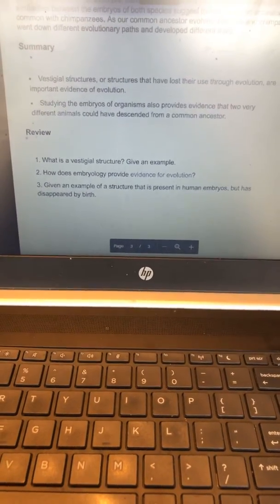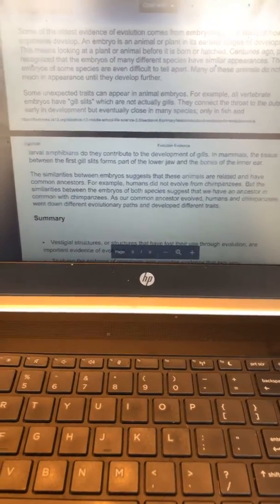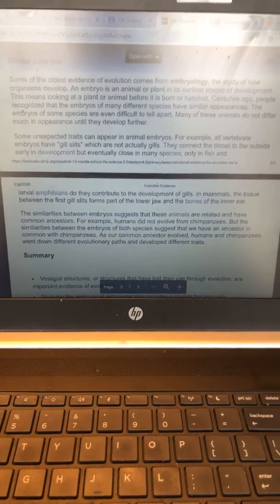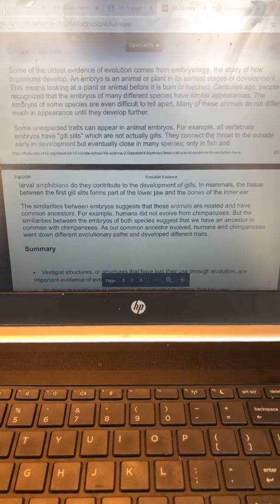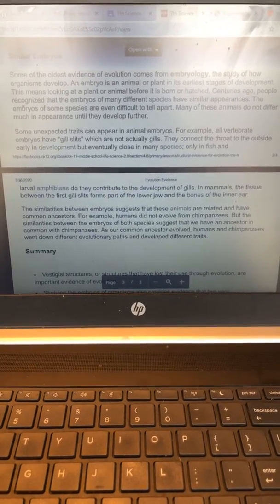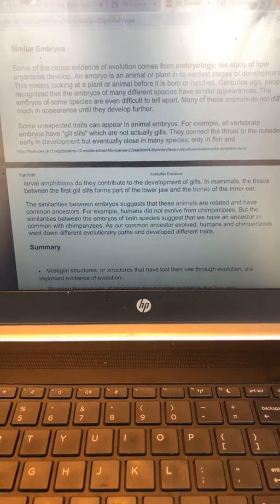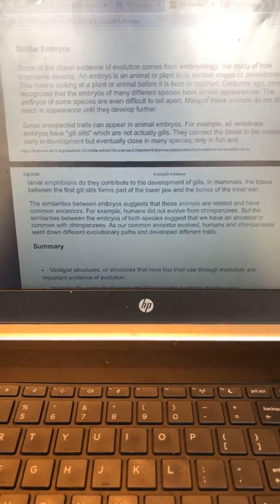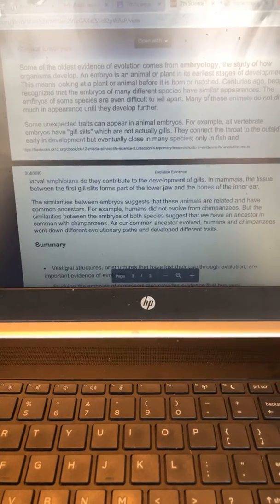Number 2, how does embryology provide evidence for evolution? So we're going to go to the subtitle, Similar Embryos. Some of the oldest evidence comes from embryology, the study of how organisms develop. An embryo is an animal or plant at its earliest stage. Centuries ago, people recognized that embryos of many different species have similar appearances. The embryos of some species are even difficult to tell apart. Many of these animals do not differ much in appearance until they develop further.